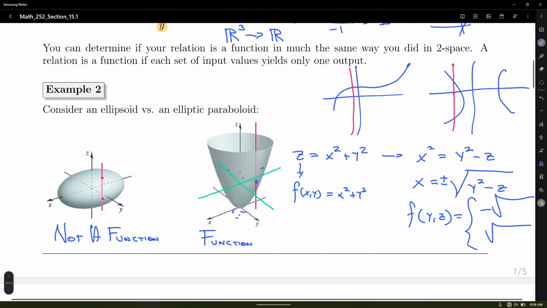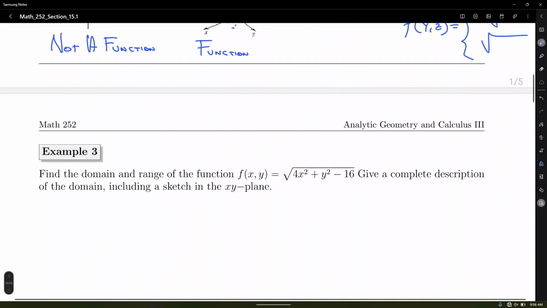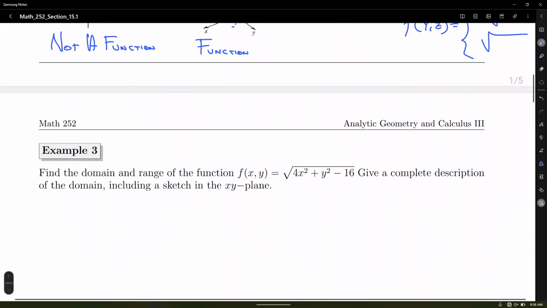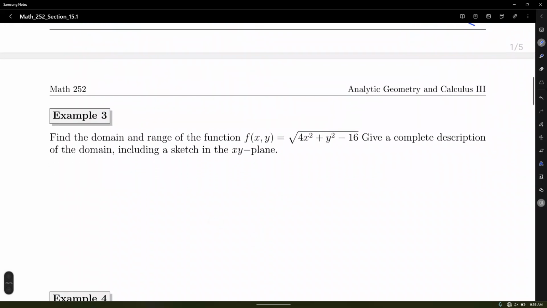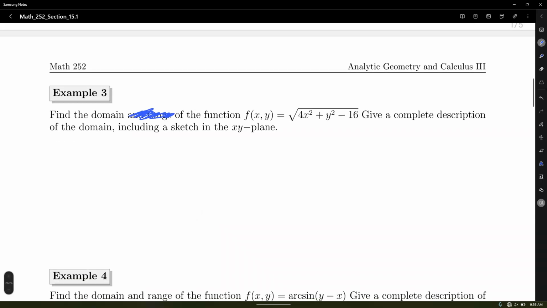All right? So, okay. So let's have a look at finding domains of multivariable functions. All right. So let's go to the next page. Find the domain and range. Well, let's just find the domain, so not the range. Again, in some cases it might be possible, not in every case. So find the domain for the function f of x y equals the square root of 4x squared plus y squared minus 16, and give a complete description of the domain in words and including a sketch in the xy plane.